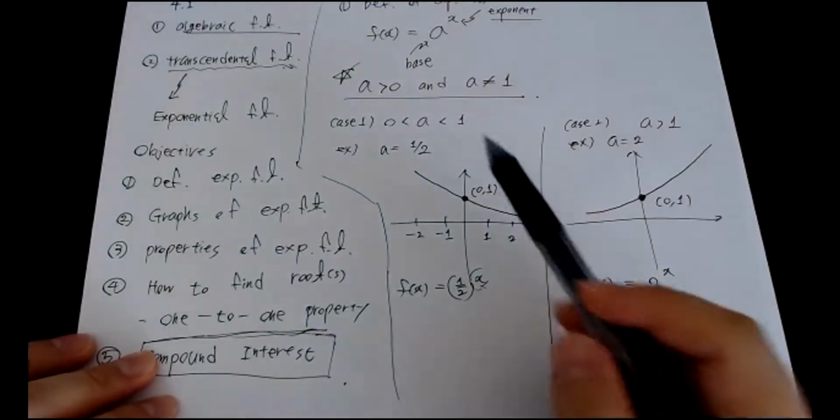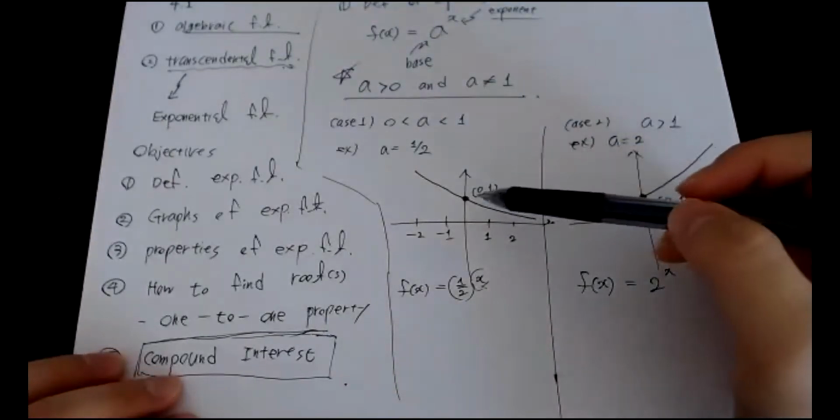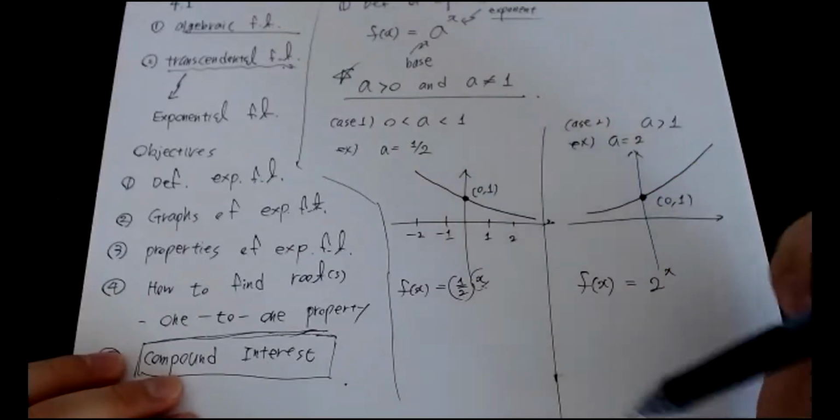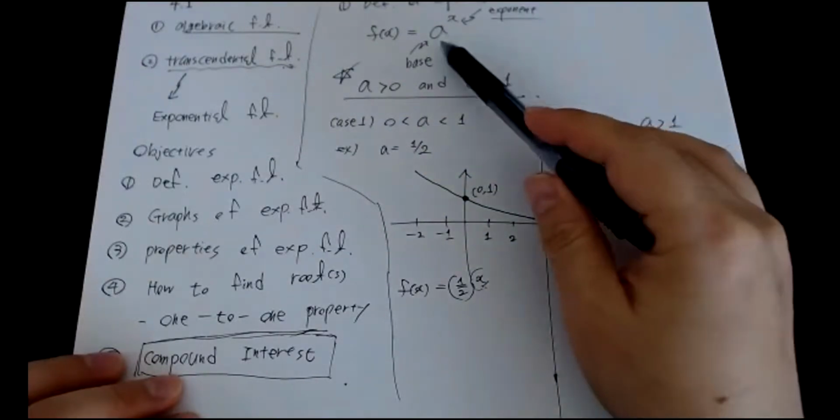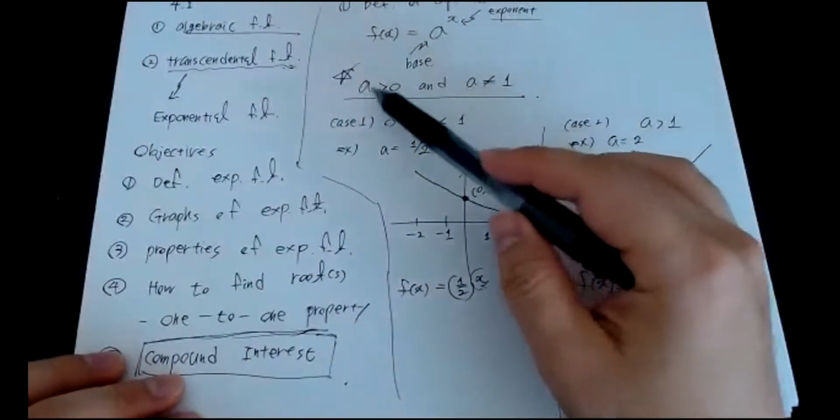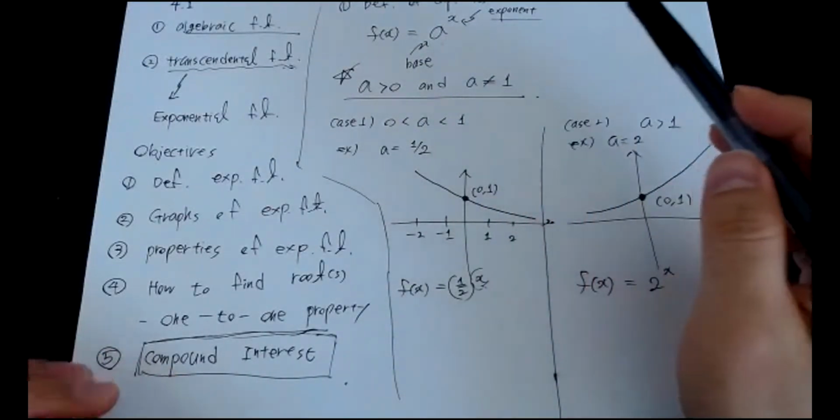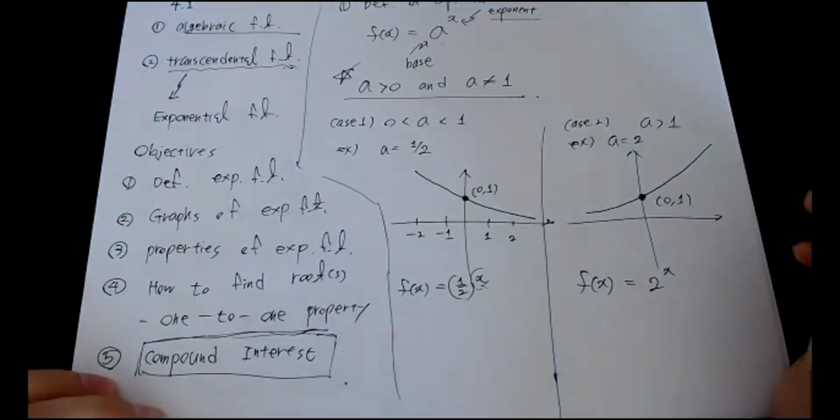For any choice of base, if the exponent, the x value, is 0, then the output, the y value, must be 1. So (0, 1) must be the y-intercept for any choice of a. Either case 1 or case 2, for any choice of a, that point definitely satisfies that condition. So for any choice of a, the y-intercept must be (0, 1). Keep this in mind.